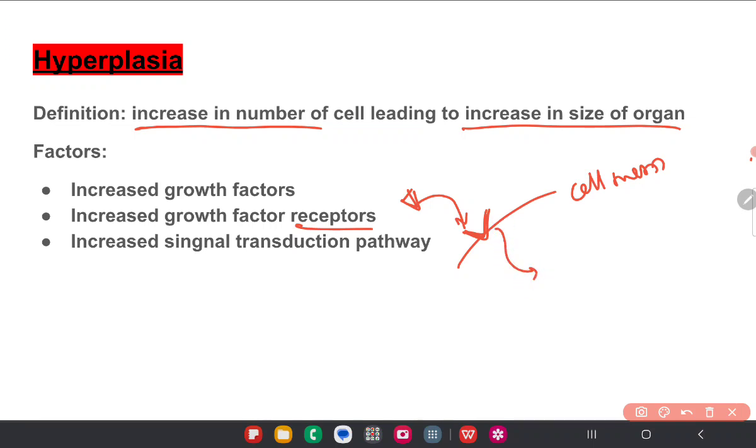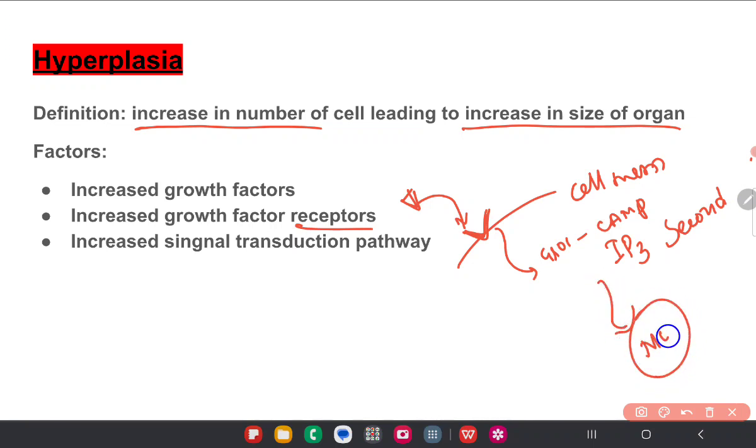For example, take G proteins, a serpentine mechanism, where seven transmembrane proteins are arranged in the phospholipids. Here there is activation of G protein, which may lead to cyclic AMP. In other mechanisms, there is activation of IP3. These are secondary messengers that are transmitted, which leads to activation of the nucleus and transcriptional changes, which lead to hyperplasia.